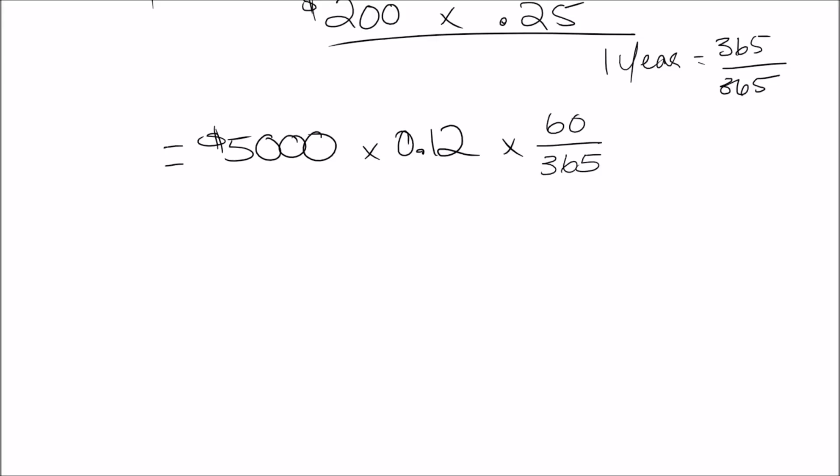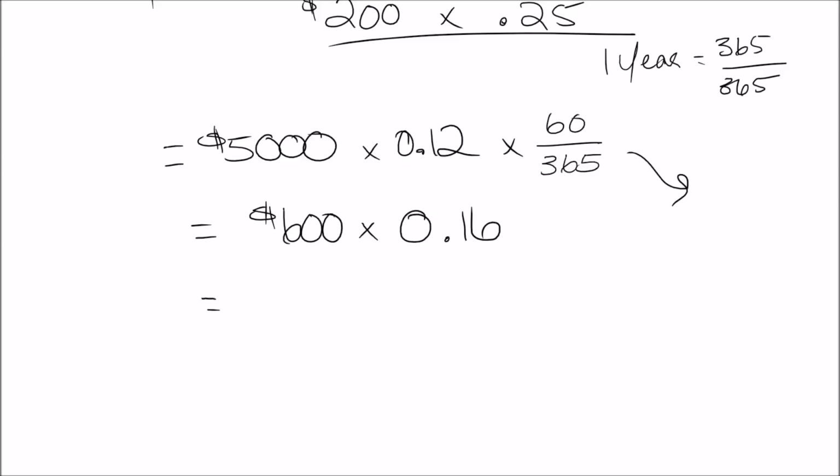Okay, so 5,000 times 12% is equal to $600. Wow, okay, so now the 60 over 365, let's calculate that out. What is that equal? 60 divided by 365 is equal to 16%. But let's just make sure that our decimals are showing accurately. Nope, 16%. Okay, so it equals 0.16.